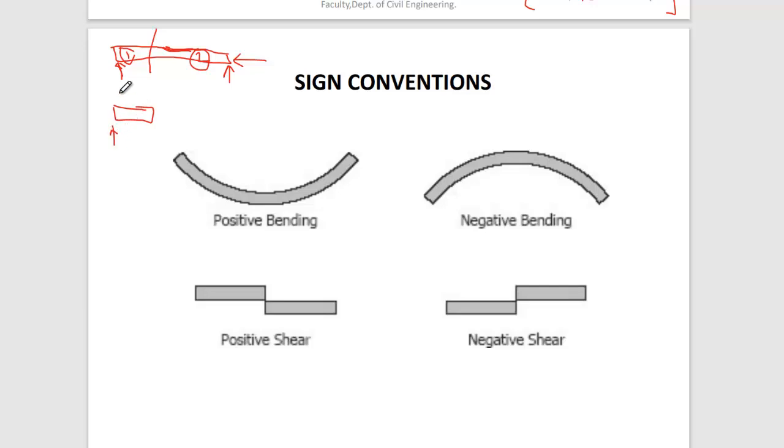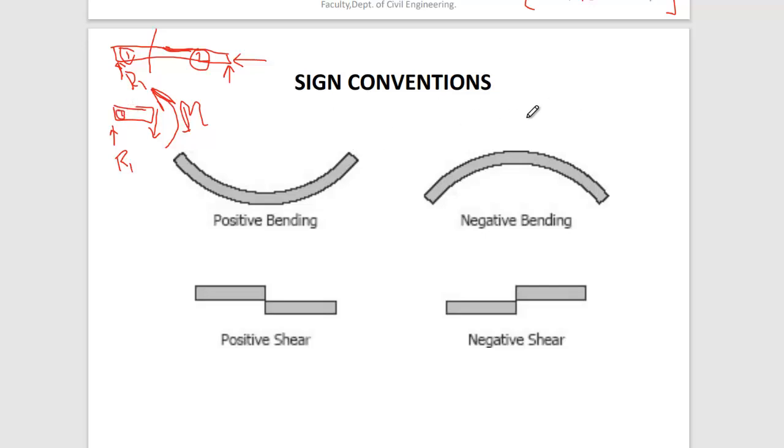This is the reaction R, maybe R1. So part 1 will look like R1, and here you will get a shear force, downward, and a bending moment like this. So this is the scenario for portion 1.